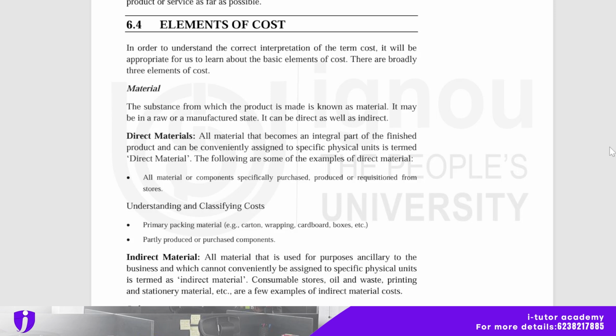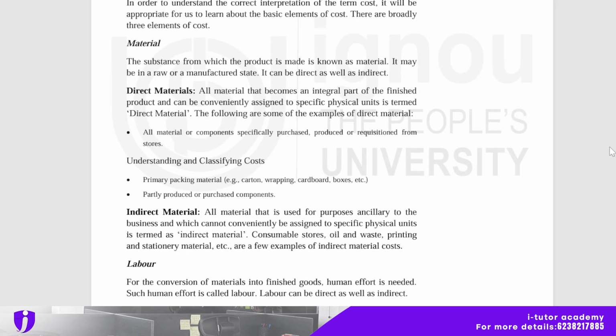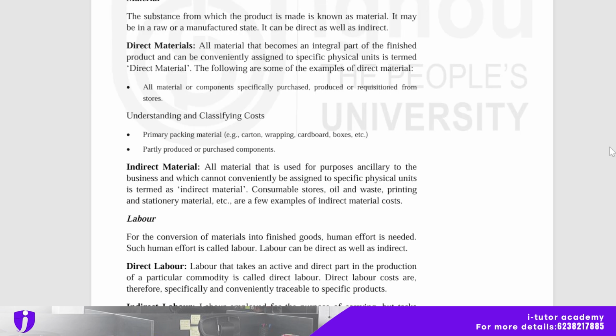There are broadly three elements: material, labor and expenses. Material is also divided into direct material and indirect material. Direct material: all material that becomes an integral part of the finished product and can be conveniently assigned to a specific physical unit is termed direct material. The following are some examples of direct material.